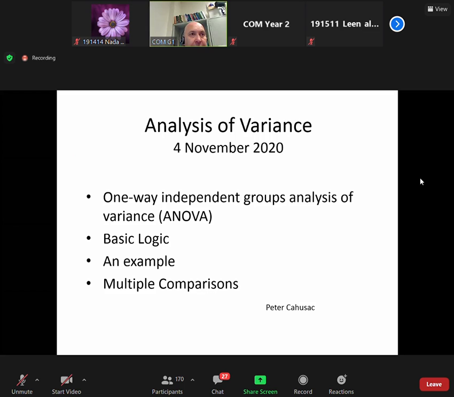Okay, so today and tomorrow I'm going to be talking about analysis of variance, just one-way independent groups analysis of variance. This is the simplest type of analysis of variance. There are other ones where you've got related participants or repeated measures, and also where you've got more than one factor. So we're doing a one-way or one-factor analysis of variance. I'm going to be going through the basic logic, the conceptual basis for the test. I'm going to give an example, and tomorrow I will be dealing with multiple comparisons.